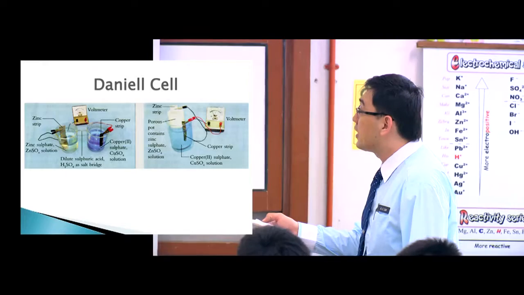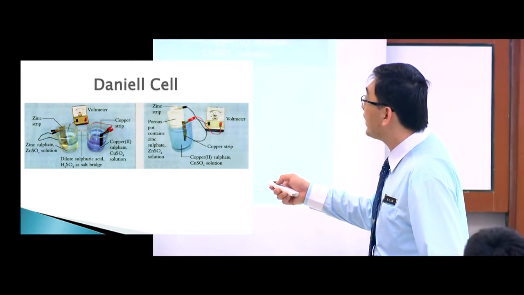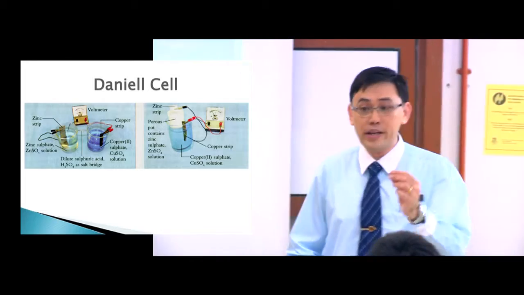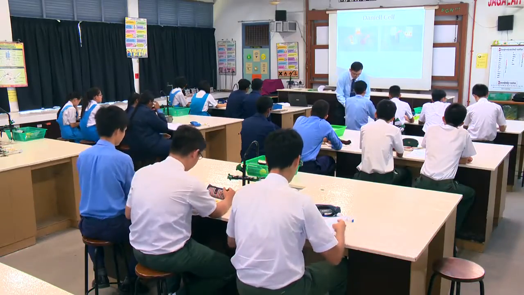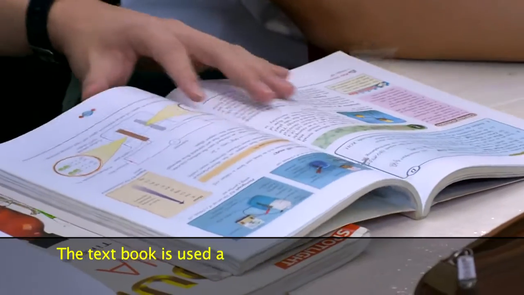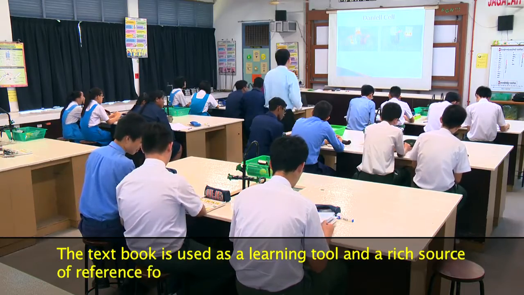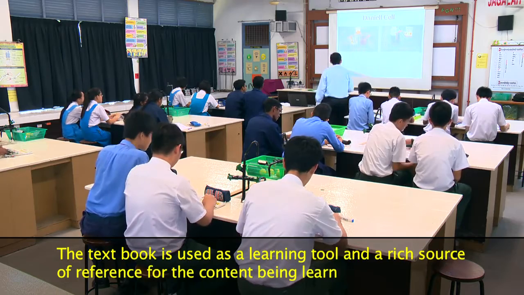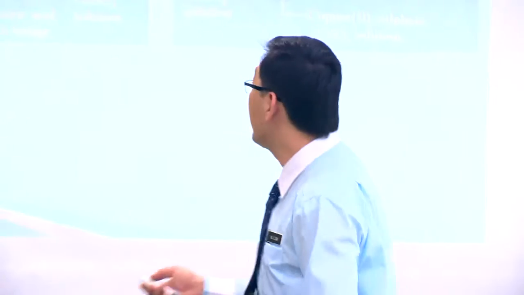If you look properly, here we have 2 beakers. And in between the beakers, actually there is a connection. If you want to look in detail, you can flip to the textbook, page 105. Look in detail at the diagram. Can you see the diagram on 105? In between there is a U-tube. We call that the U-tube. This U-tube acts as the salt bridge.